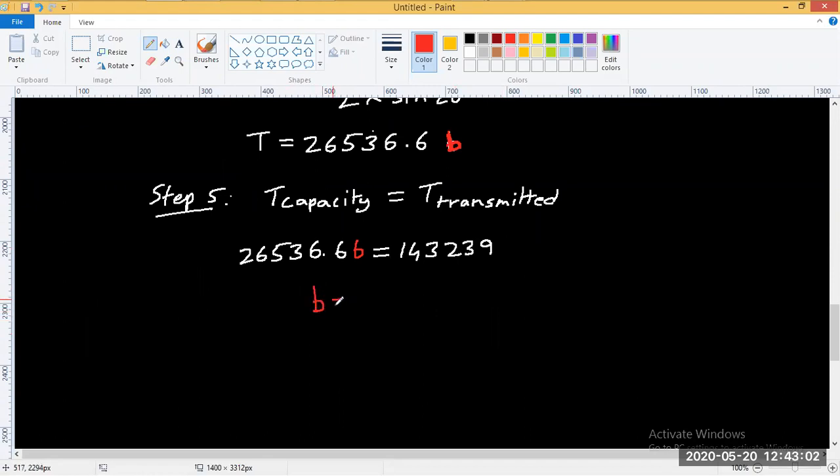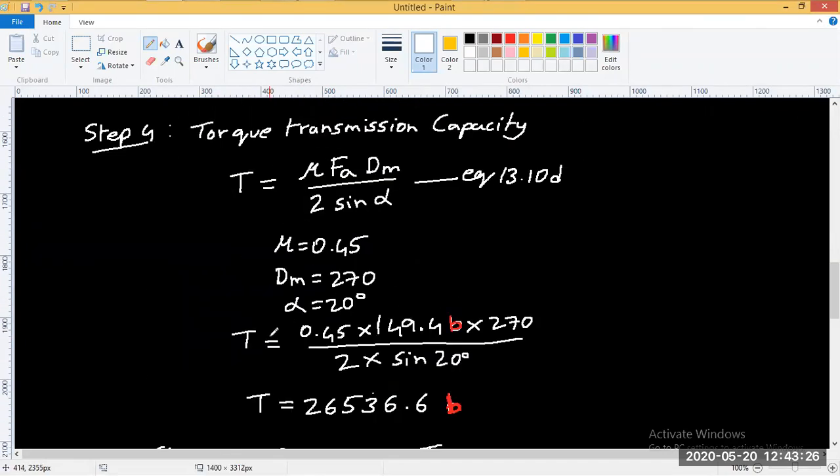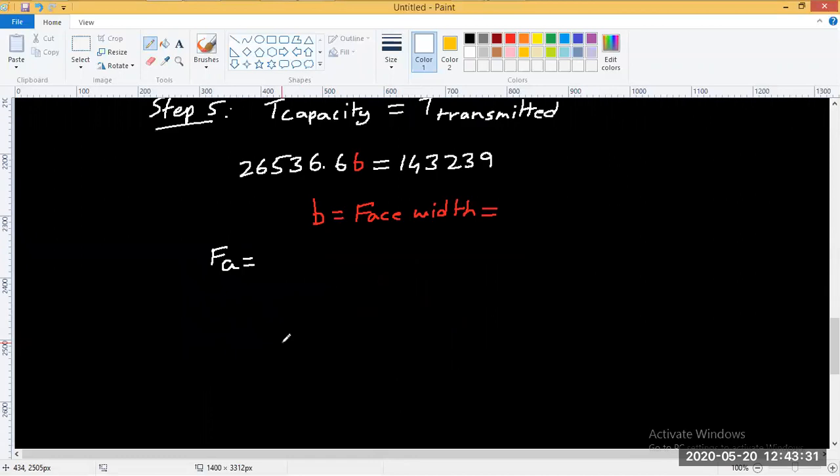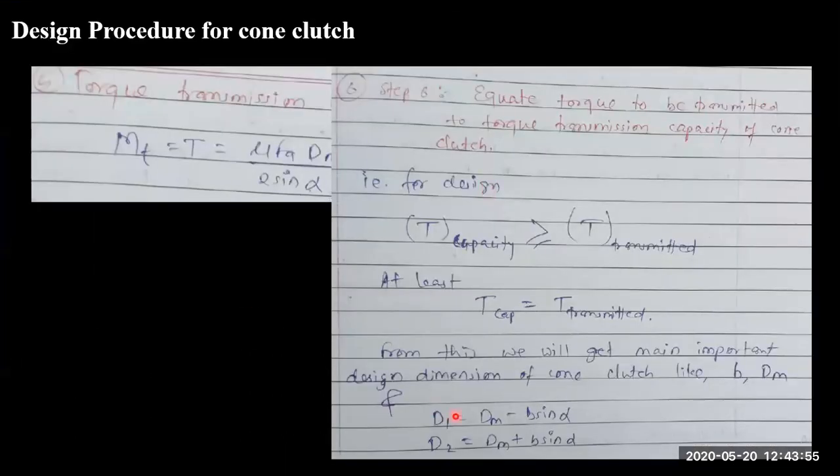B is nothing but the face width. Just find out and tell me the value. After finding this we'll find the axial force required. So there's one value required to be found. FA we got around 149.4 B, and two more dimensions. From here, D1 is dm minus b sine alpha.